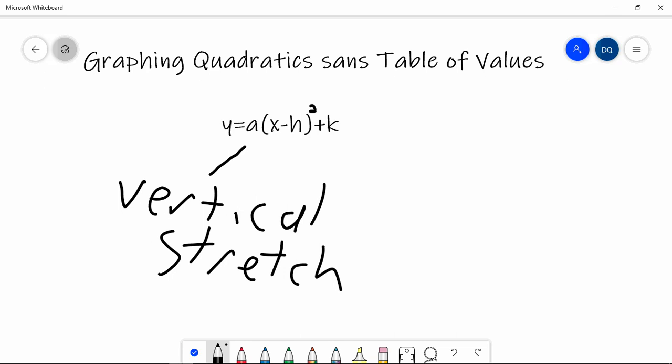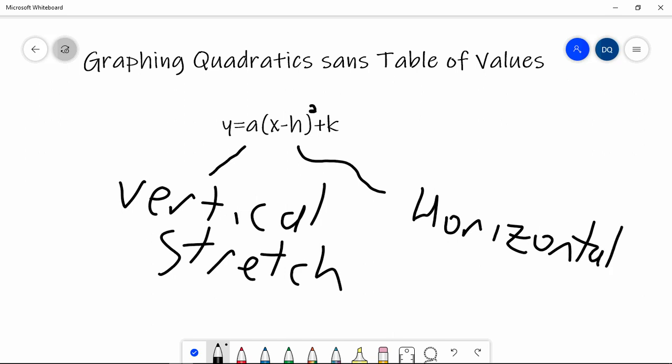The h represents a horizontal shift. So notice that you have a negative here. If you have a negative 2, that will shift it horizontally by 2 units in the positive direction. That would be to the right. And that k is a vertical shift.